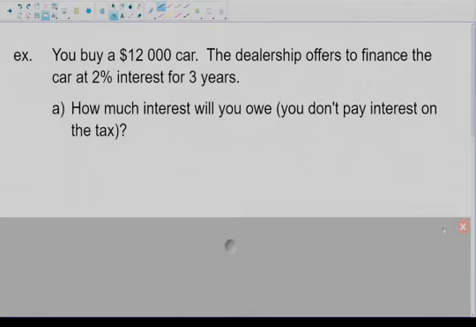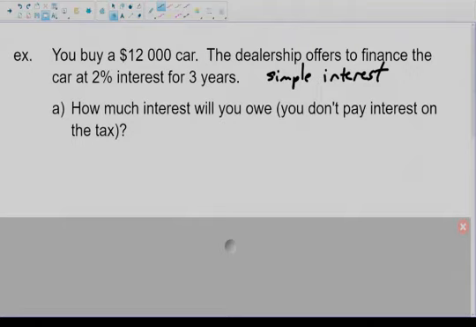So here's a more realistic example. And in this case, this is going to be money that you're borrowing, basically, okay? Because it says you buy a $12,000 car, and the dealership offers to finance the car at 2% interest for 3 years. And this is a simple interest scenario. Okay, I probably should have mentioned that here. So we're going to calculate a couple of things here.